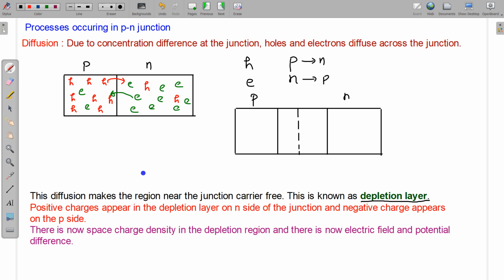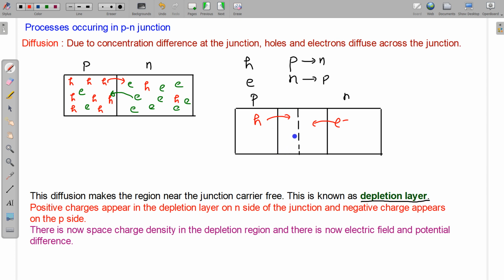But what happens next is that positive charges appear in the depletion layer on the n side, because as you can see the holes are moving here, and if holes are reaching here, a hole is like a positive charge, so the positive charge density will increase in this region. And since electrons are moving like this, electrons are reaching here, and the negative charge density here is increased.